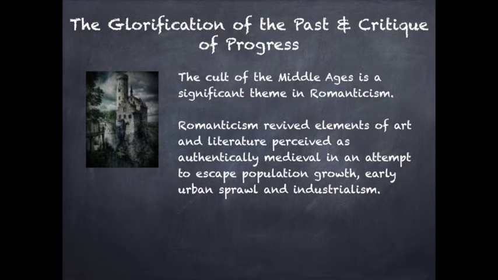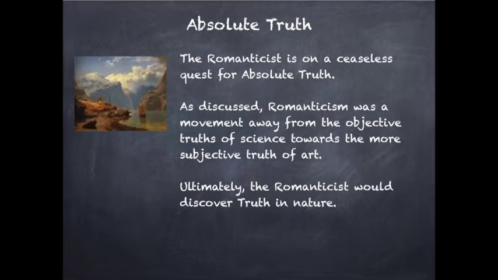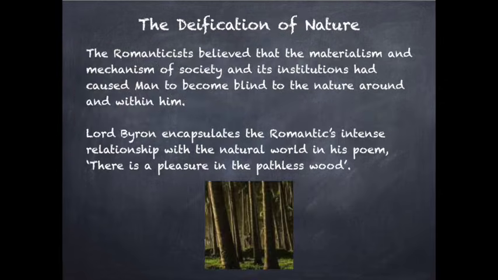The cult of the Middle Ages is a significant theme in Romanticism. Romanticism revived elements of art and literature perceived as authentically medieval in an attempt to escape population growth, early urban sprawl, and industrialism. The Romanticist is on a ceaseless quest for absolute truth. As discussed, Romanticism was a movement away from the objective truths of science towards the more subjective truth of art. Ultimately, the Romanticist would discover truth in nature.